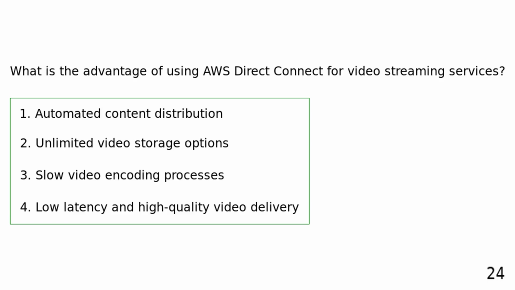What is the advantage of using AWS Direct Connect for video streaming services? Automated content distribution. Unlimited video storage options. Slow video encoding processes. Low latency and high-quality video delivery.